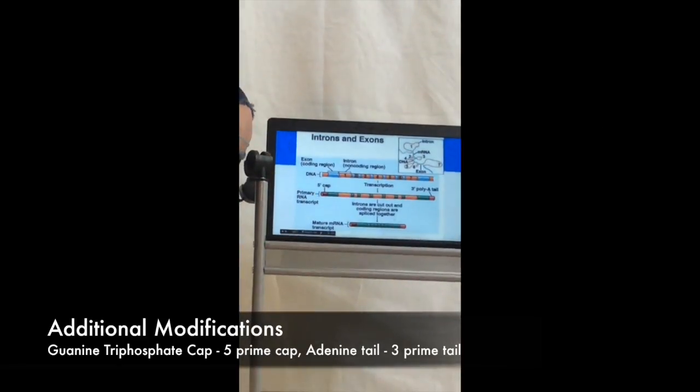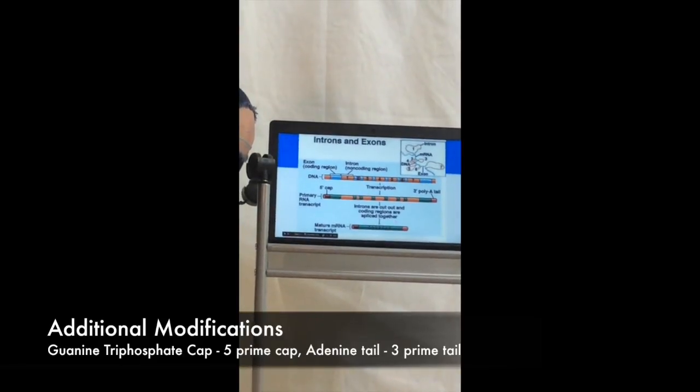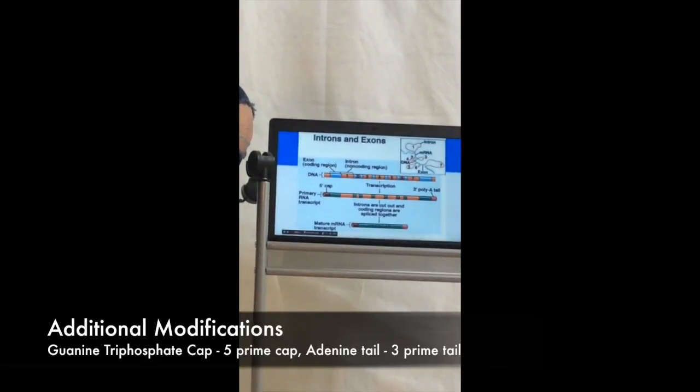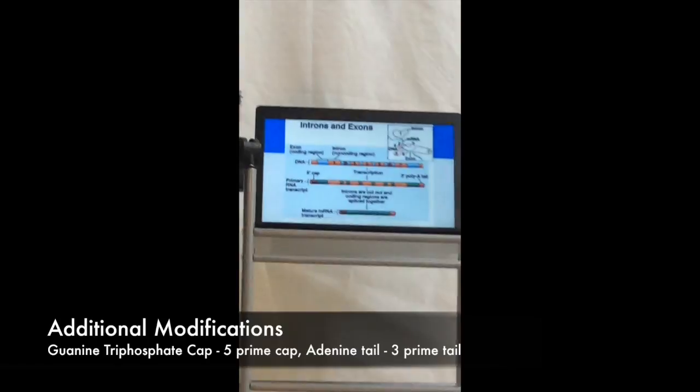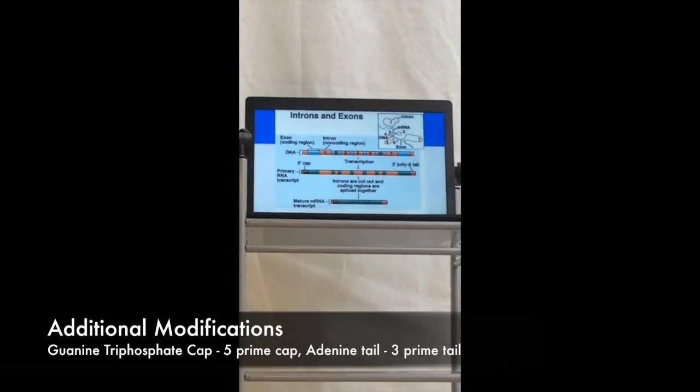After these additions are complete, the RNA molecule is mature, and it leaves the nucleus of a cell through a nuclear pore and enters the cytoplasm to begin translation.